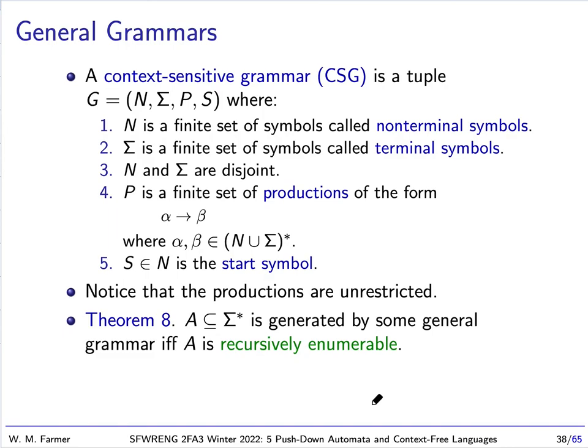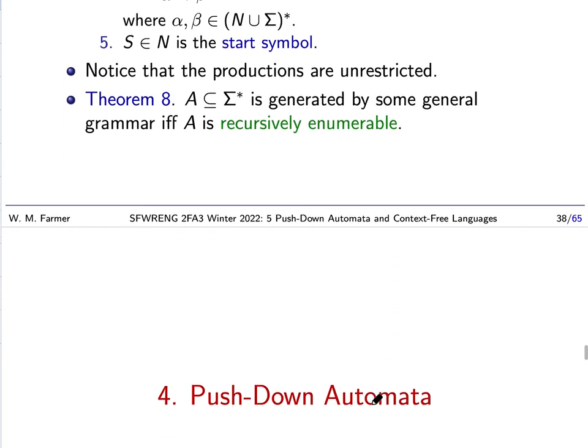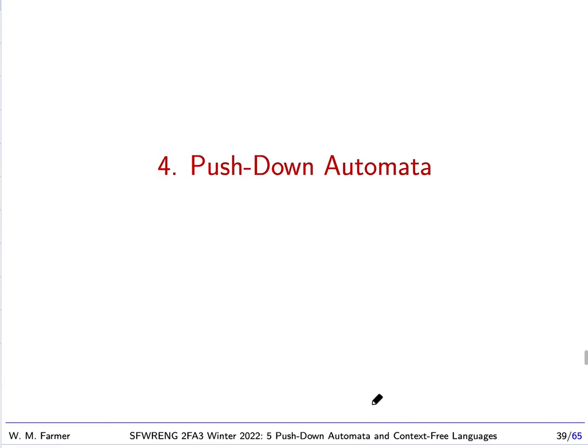Okay, so this completes the grammar part of this topic. Next time we're going to start talking about the automata part of it. We're going to talk about a new kind of automaton, pushdown automata. And that's what we'll do next time.